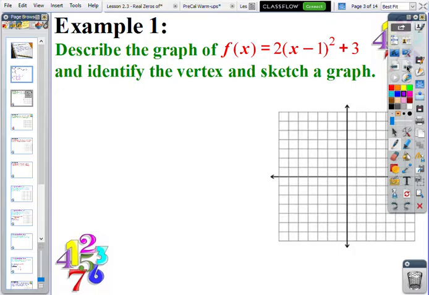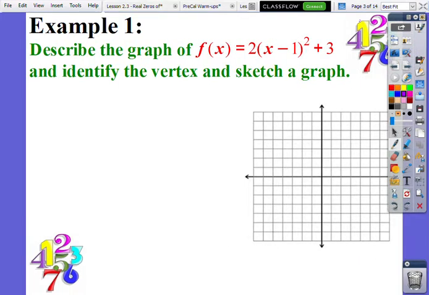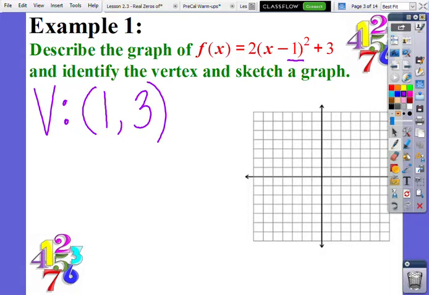And when I look at that, I can tell that this graph is opening up. Okay, so if I'm describing it, I'm going to say it's opening up. I can tell that the vertex is at the point 1, 3 based on h, k. Remember that what's in the parentheses, just like in transformations, looks opposite. So it looks like it might say -1, but it's really saying +1. So I could plot my vertex on here, 1, 3. Hopefully I can get it in the right spot.